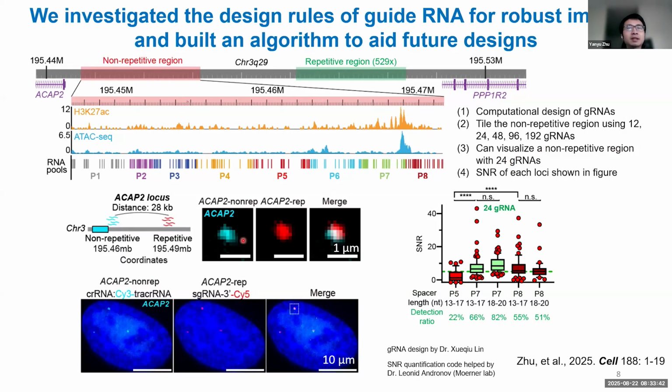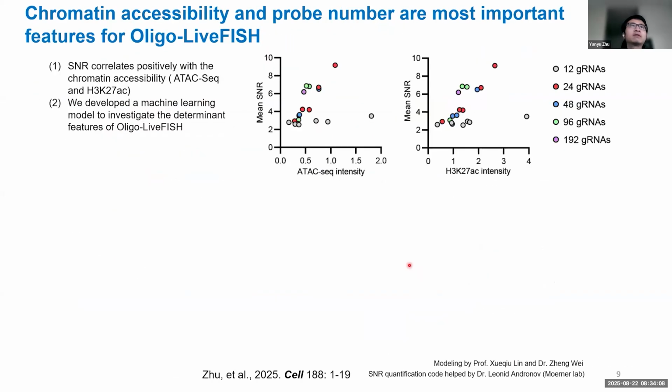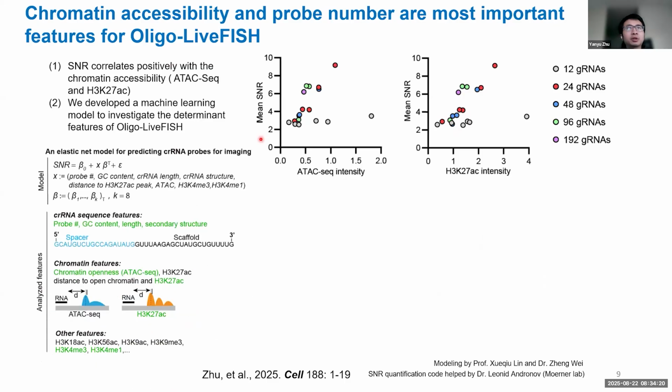And here, as you can see, this is a non-repetitive region using 24 guide RNAs, 24 probes. We also wanted to characterize what chromatin features determine SNR. So we used different probes and characterized their signal-to-noise ratio and detection ratio. Very interestingly, we found that the SNR correlates positively with chromatin accessibility, which is the ATAC-seq or the H3K27 acetylation intensity. We further developed a machine learning model to characterize this feature.